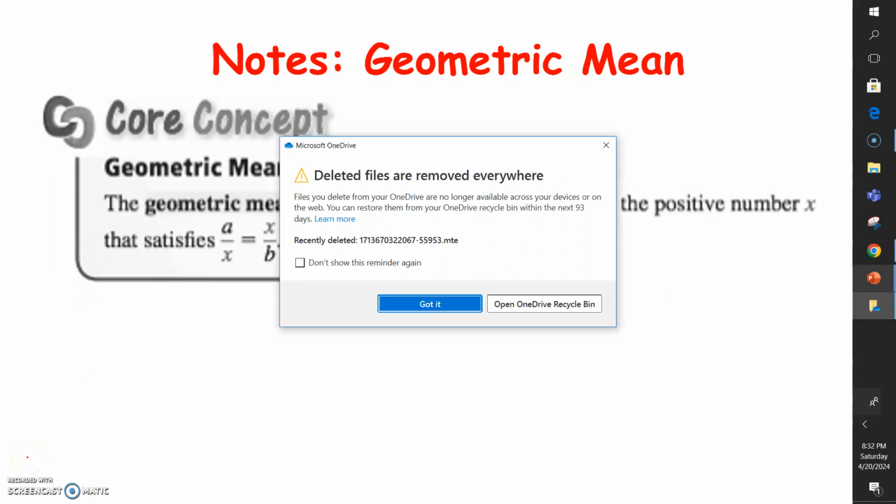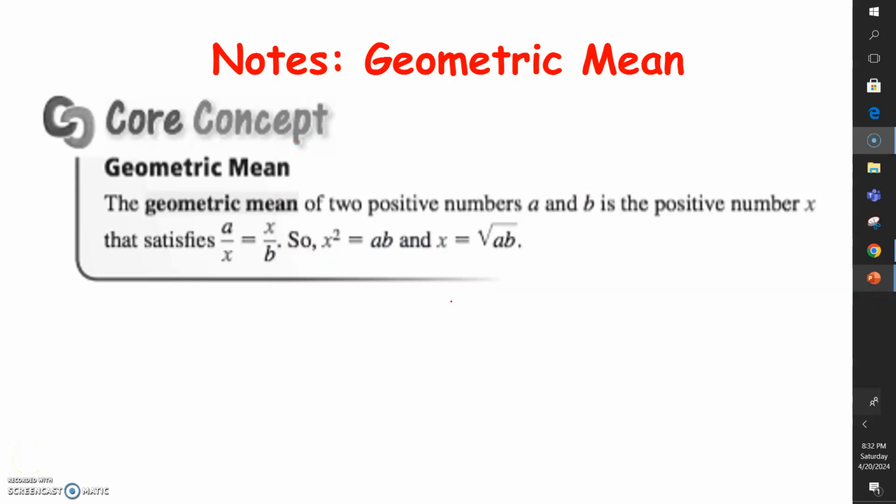The focus of this video lesson is finding the geometric mean. The geometric mean of two positive numbers, a and b, is defined as a positive number x that satisfies a over x is equal to x over b. So x squared is equal to a times b, or x is equal to the square root of a times b.